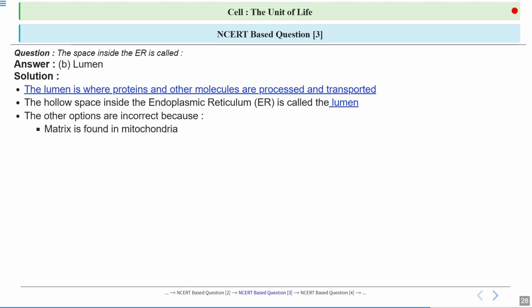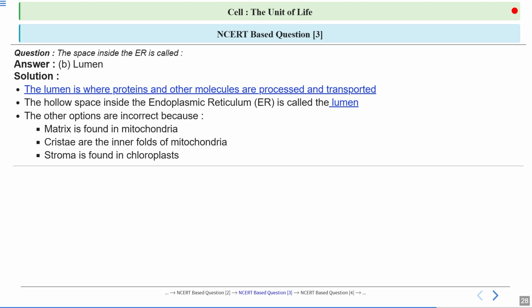The other options are incorrect because matrix is found in mitochondria. Cristae are inner folds of mitochondria. Stroma is found in the chloroplast.